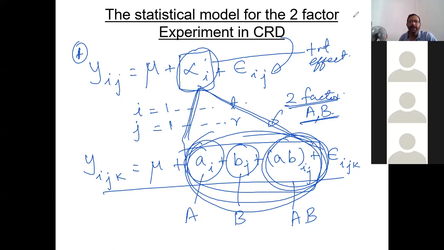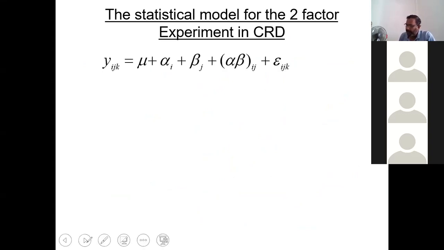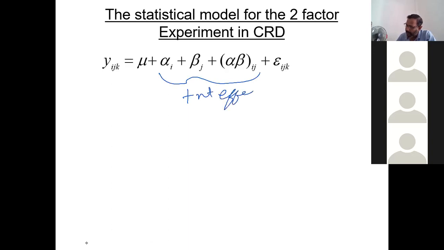I'm going to erase this. Now, I'm going to go with the two-factor CRD model. This is how it is given. Can you remember earlier I said we can take these 3 as the treatment effect? We can give any notations. Don't worry about any notations. So this is the treatment effect.